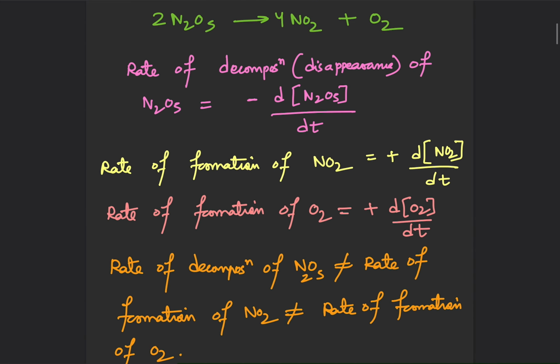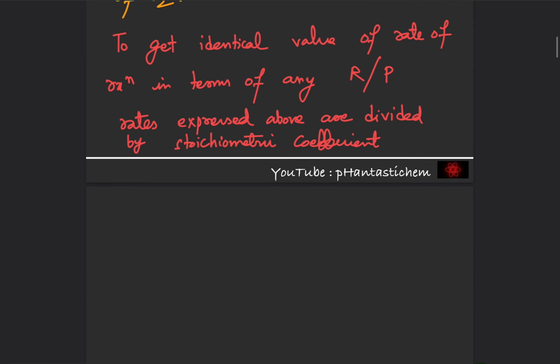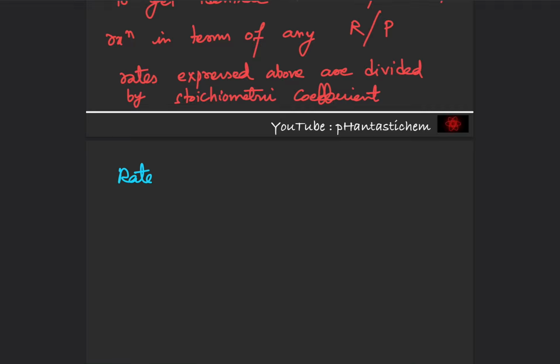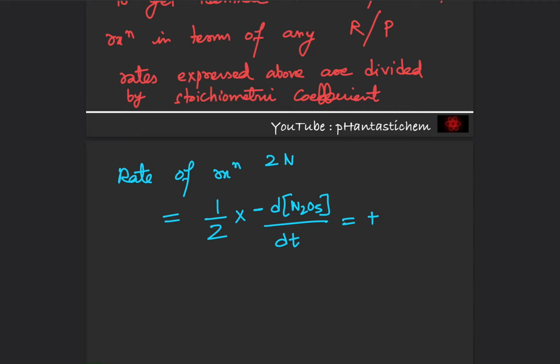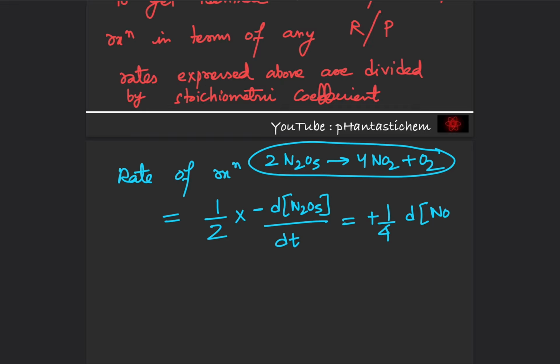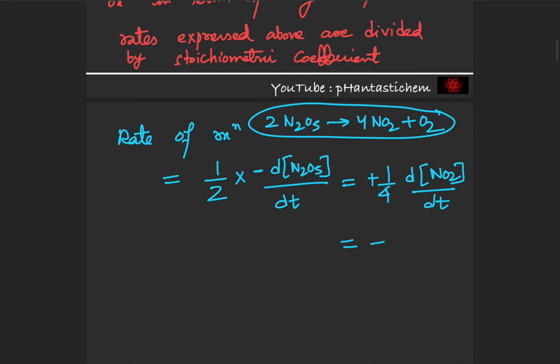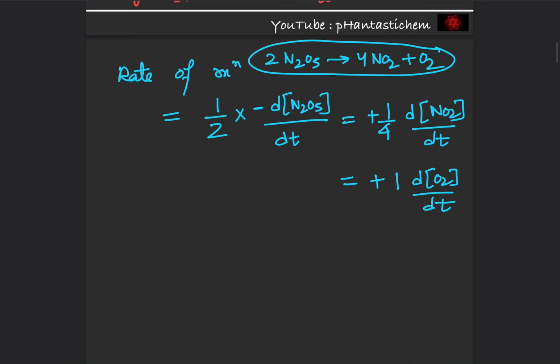Okay, so therefore for this particular reaction, we can write the rate of reaction will be equal to, since the stoichiometric coefficient of N2O5 is 2, we will divide by 2. 1 by 2 into minus d concentration of N2O5 by dt, which will be equal to plus, since the coefficient is 4 for 2N2O5 giving me 4NO2 plus O2, 1 by 4 into d of concentration of NO2 divided by dt, which will be equal to plus, again, the coefficient of O2 is 1, so 1 into d of O2 by dt. Okay, so knowing this, now we can proceed.